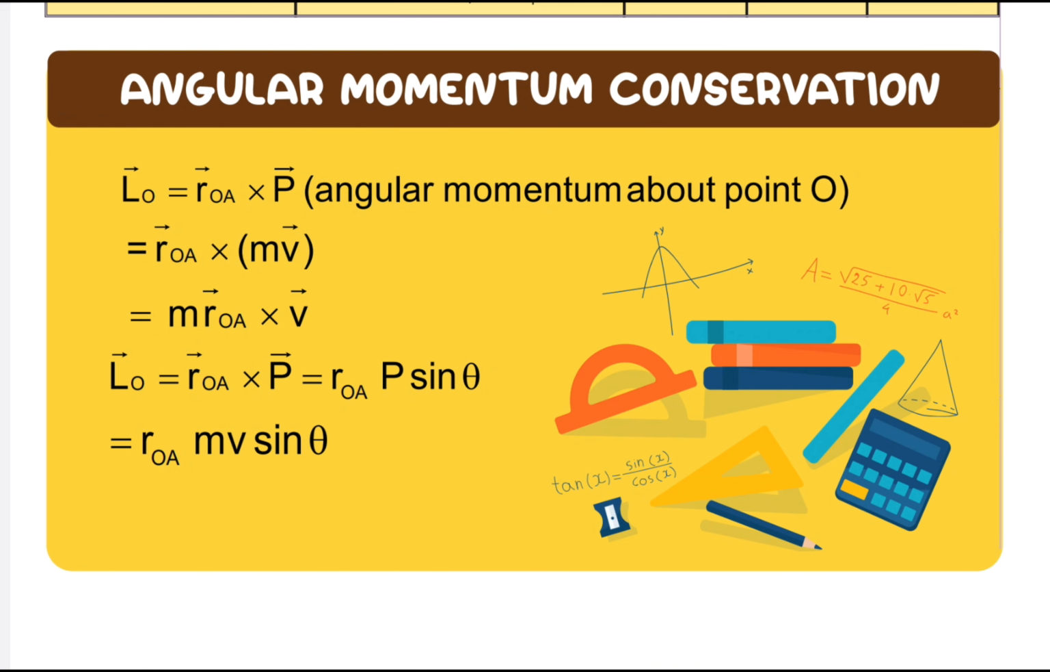Angular momentum about point O: Lo equal to ROA cross P. That is ROA cross mv, which is equal to m into ROA cross v. Lo equal to ROA cross P is equal to ROA P sin theta equal to ROA m v sin theta.